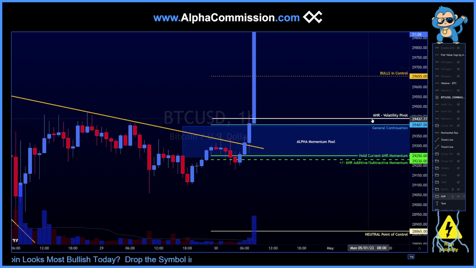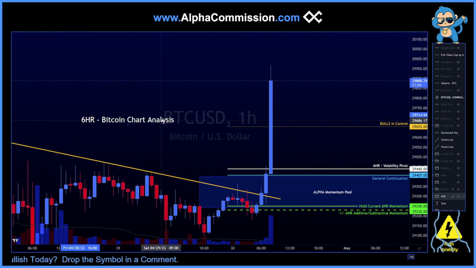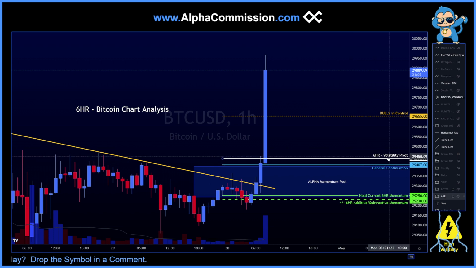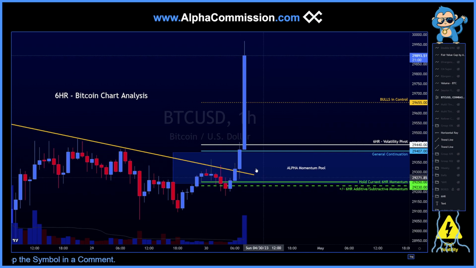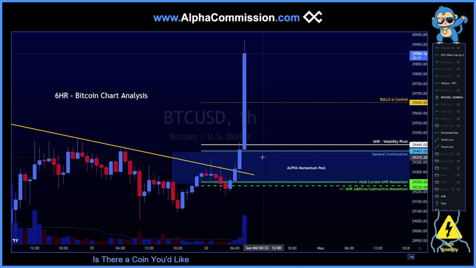We also got a wick to the volatility pivot, which is, as you guys know, if you've been following this channel, the most critical line that we need to conquer when we're on top of a momentum pool. We should also have the volatility pivot at our back. And what happens when we have both the momentum pool and the volatility pool? Boom, guys. Boom. The Alpha Fam is just absolutely killing it.